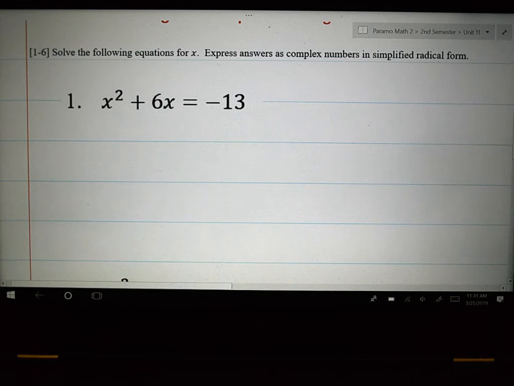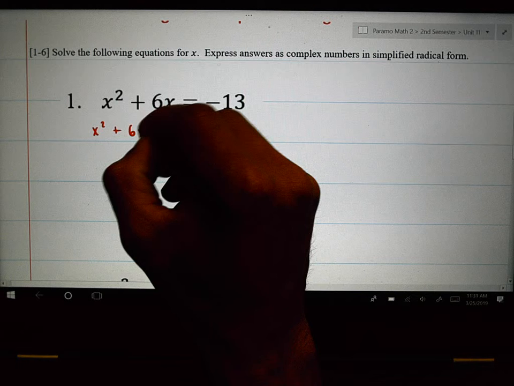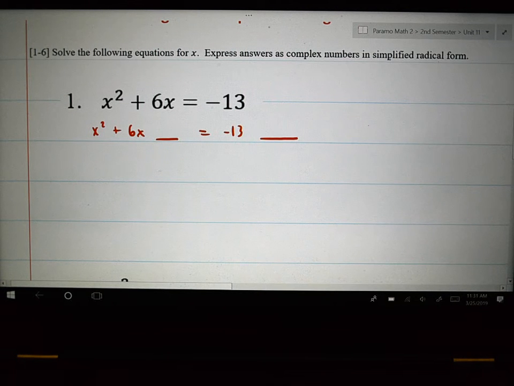It says solve the following. Step 1's already done. The C is already on the other side. Step 2 is just putting in that underscore where something goes in there.